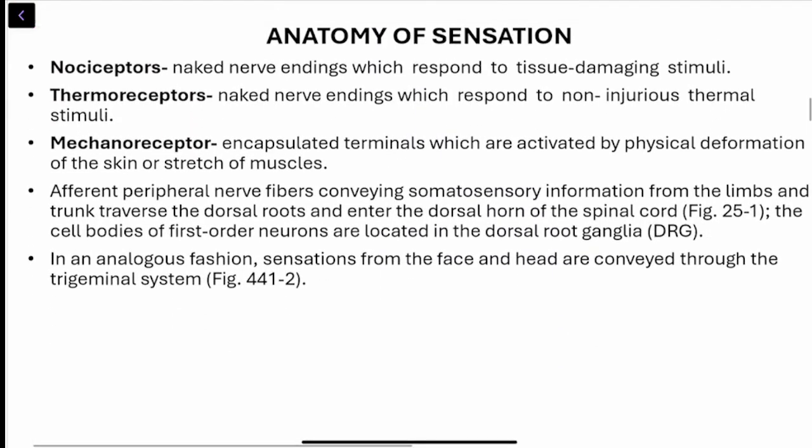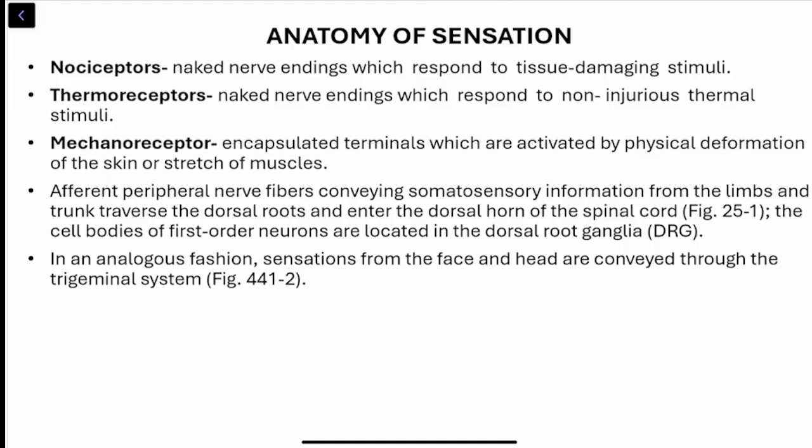Now, anatomy of sensation. It is something quite related to the anatomy. The sensory system starts from the peripheral receptors, then the nerves which carry those sensations to the spinal cord, then from the spinal cord to the medulla to thalamus to cortex. So all these pathways are connected in a certain fashion in order for the pain to travel from periphery to the central nervous system.